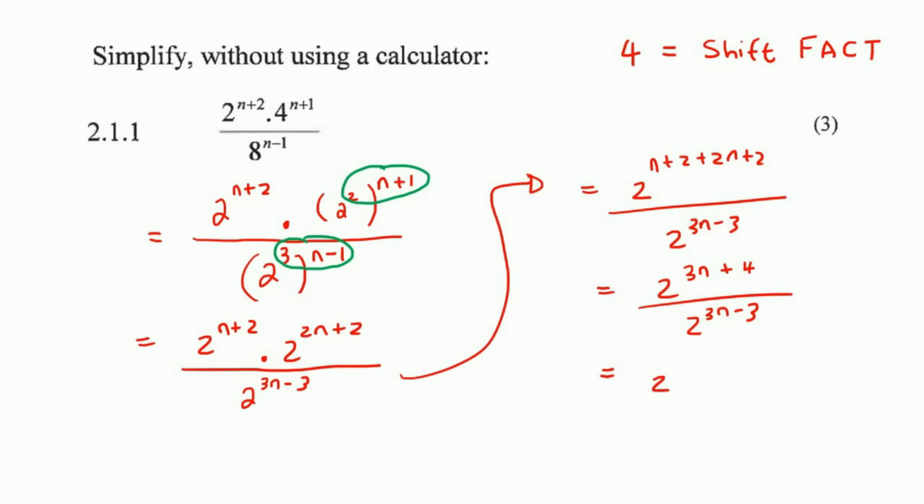We're going to say 2. Then we're going to say 3n plus 4 minus, then in brackets, because we're subtracting, 3n minus 3. And that's going to give us 2 to the 3n plus 4 minus 3n plus 3. And if we work that all out, we should end up with 2 to the power of 7. Which you can then just type in on your calculator, and that would be 128.